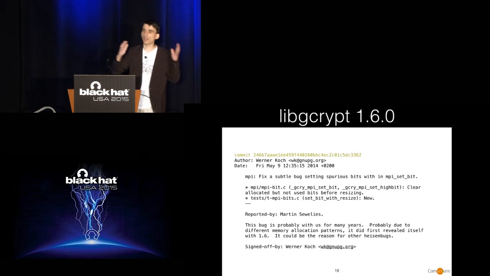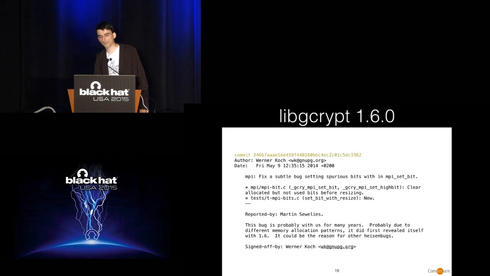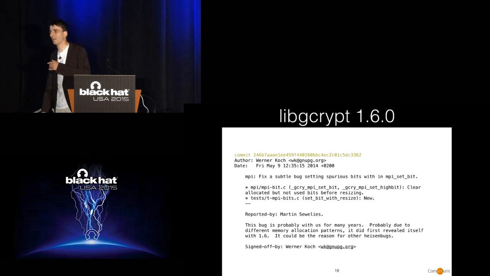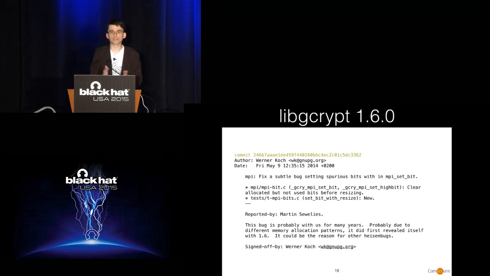Okay, so now we've talked about the carry mispropagation bugs. Now we want to talk about another. I think this is the unique snowflake at the moment. At least I haven't seen others. The carry mispropagation bug is like a bug class, right? So there's many of these. But this got me scratching my head for a while. So there's this commit in May 2014 by Werner Koch, who's the author of libgcrypt and GnuPG, where he says: fix a subtle bug setting spurious bits with mpi_set_bit.